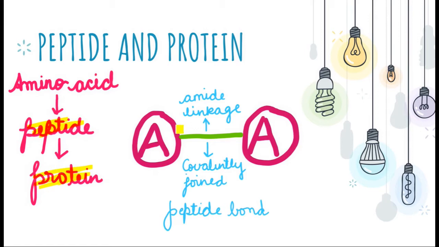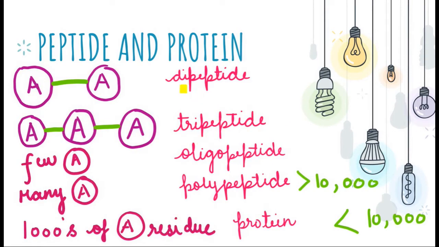If you see in the figure, when two amino acids are covalently joined by an amide linkage, they form a peptide bond. So if two amino acids are joined together by an amide linkage, they are called a dipeptide. If three amino acids are joined together, they are named a tripeptide. If very few amino acids are joined together, they form an oligopeptide. If many amino acids are joined together by peptide bonds, they are called a polypeptide.